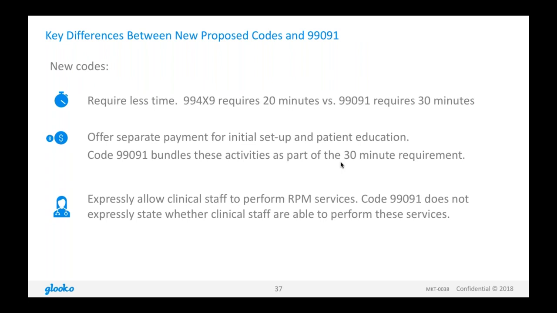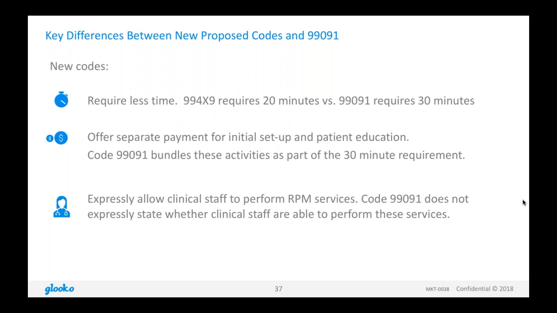So again, just to emphasize, the new proposed codes, and there's three of them, and they're more specific now, they give us more guidance, will require less time. We've gone now to 20 minutes instead of 30 minutes. Secondly, they offer separate and distinct payment for the initial setup and patient education, and for the practice expense of the provider purchasing the software and loading that up into his computer and training his clinical staff. Because right now, code 99091 bundles the patient education and that practice expense of the software as part of the 30-minute requirement. And thirdly, the new proposed codes expressly, without a shadow of a doubt, allow clinical staff to perform the remote patient monitoring activities, not bill, but perform.